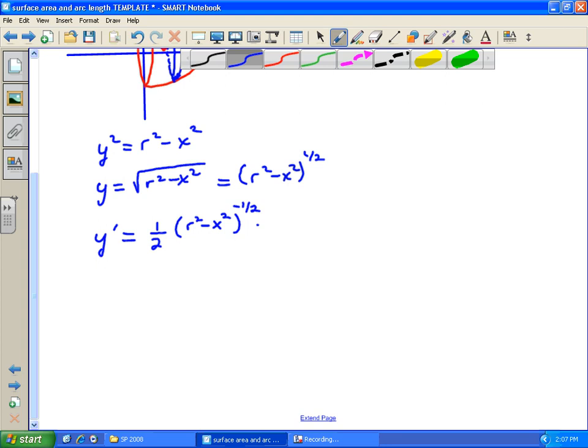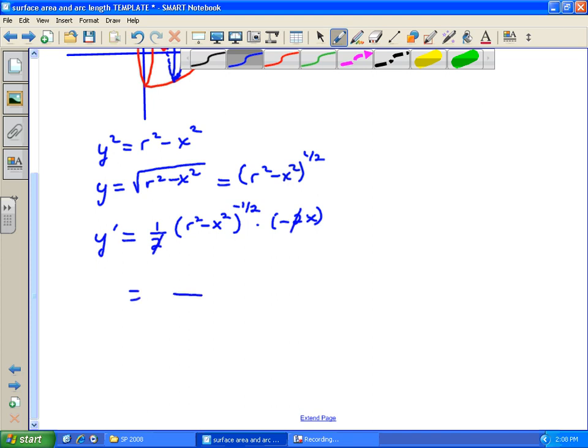Remember the chain rule? By the derivative of the inside. What is the derivative of the inside here with respect to x? Negative 2x. Remember, r is just a constant. r squared might be like the number 25 or whatever number it is. So the derivative of the inside is the derivative of r squared, which is 0 with respect to x, and the derivative of x squared with respect to x, and that's the 2x portion. The 2's will cancel.